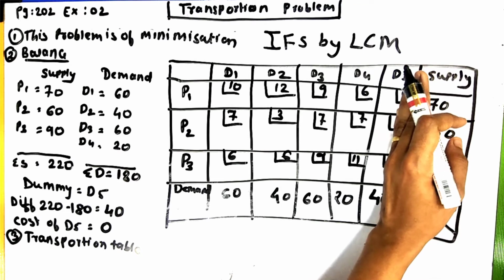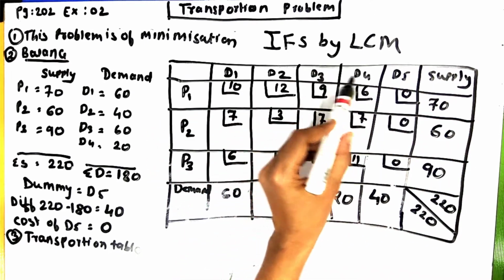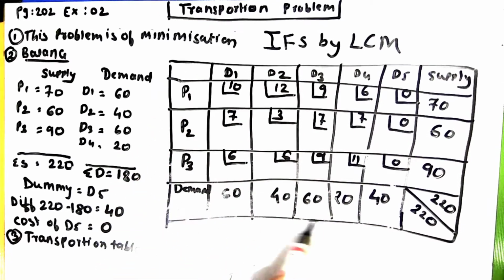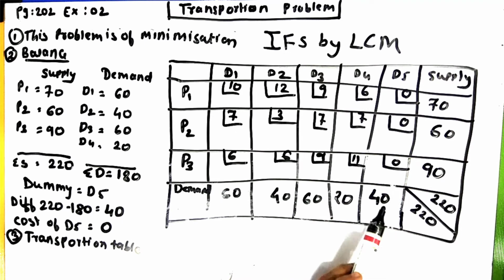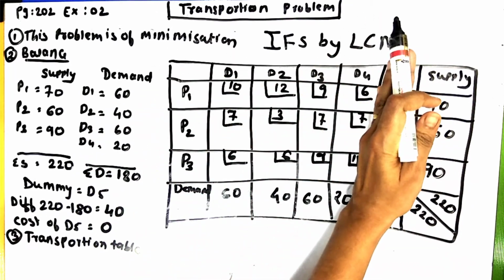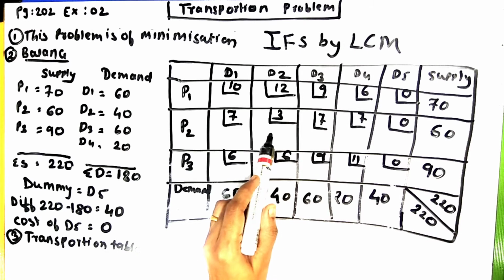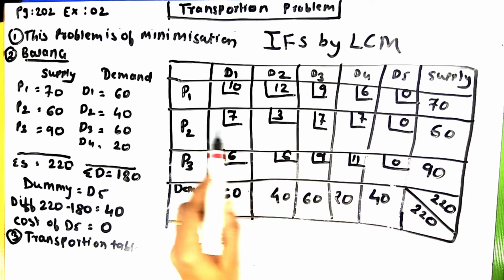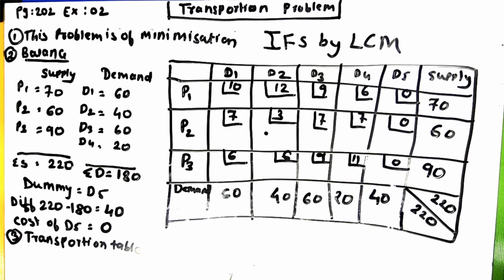So ignoring this dummy, let us find the least cost from the table. From the question we have data for D1, D2, D3, D4, for which we have least cost, which is 3. Right now we are ignoring the dummy because we are going to take it at the last. So we start giving our allocation in this cell, which is P2, D2. I'll be giving my first allocation here.